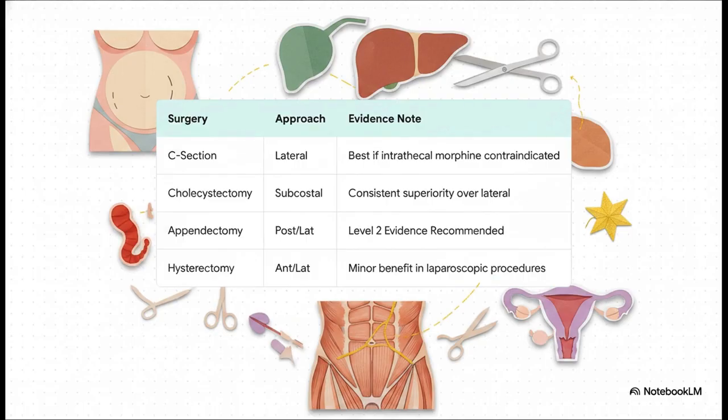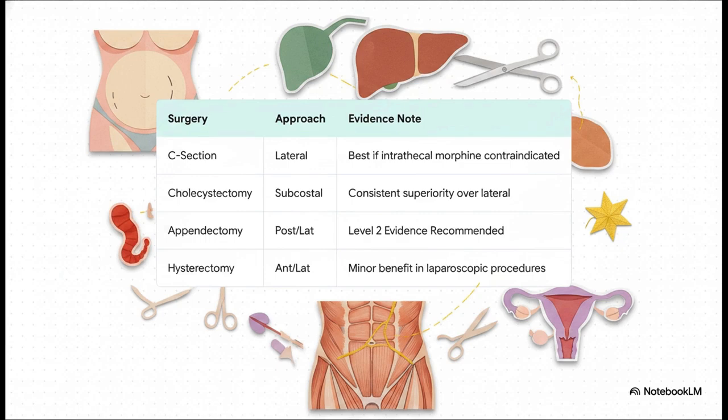Save your time. But it is incredibly useful if intrathecal morphine was contraindicated for some reason. For cholecystectomies, the subcostal approach shows consistent superiority over lateral approaches, which just makes perfect anatomical sense given the high incision. Now, for open appendectomies, here is a clinical pearl for you. We actually have strong level 2 evidence specifically recommending posterior or lateral TAP blocks to significantly reduce pain scores. It's a highly validated indication. For hysterectomies, an anterior or lateral TAP is highly effective for open procedures, but honestly, the evidence suggests that the benefit for purely laparoscopic hysterectomies is relatively minor, assuming your other multimodal oral analgesics are optimized.